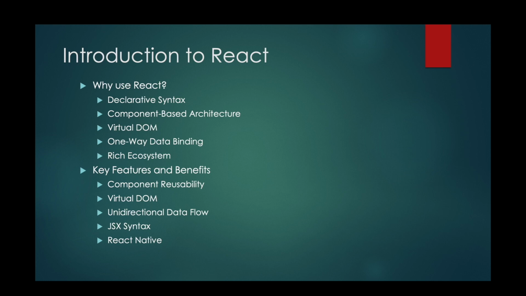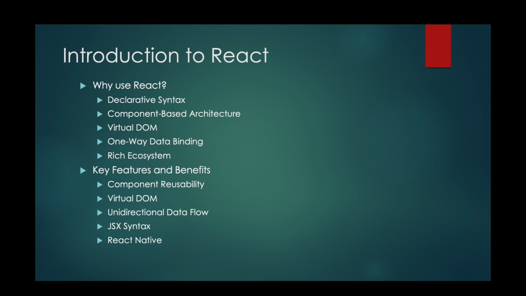Virtual DOM. React utilizes a virtual DOM, document object model, to improve performance. Instead of directly updating the actual DOM, React updates a virtual representation of the DOM and then efficiently applies the changes to the real DOM, reducing unnecessary re-renders and improving performance.